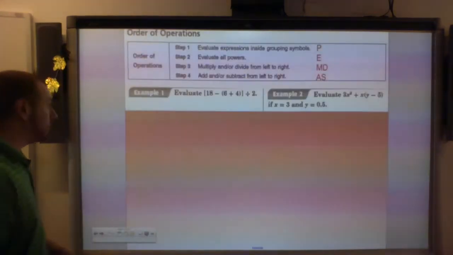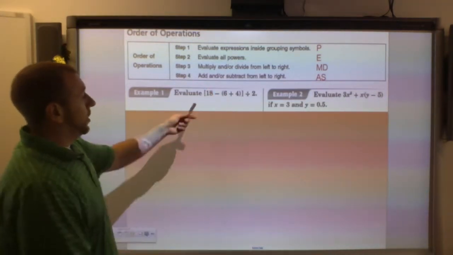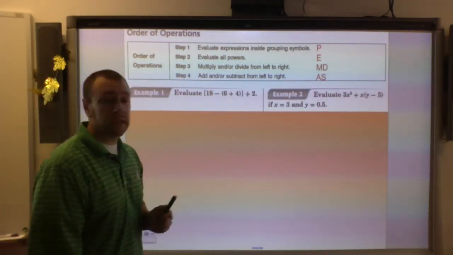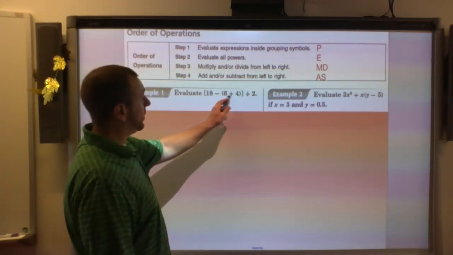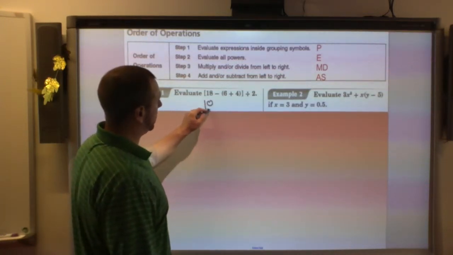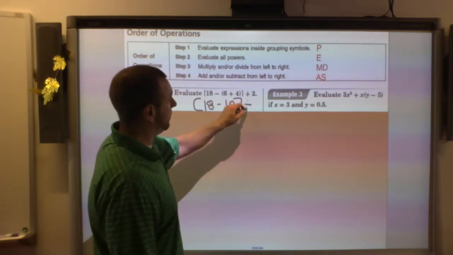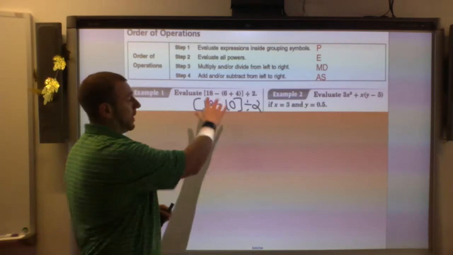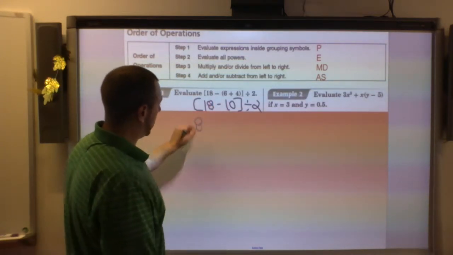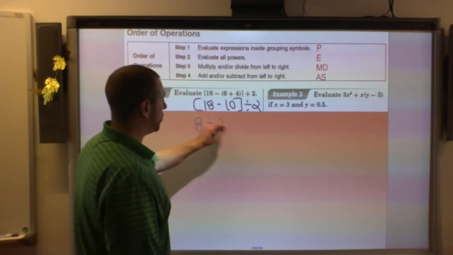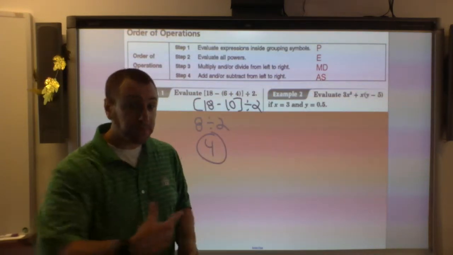So here's a few examples of this. In this case, we would see that there's parentheses, so we would evaluate the inside parentheses first. So 18 minus 10 divided by 2. These brackets stand for parentheses, so we would do 18 minus 10, which is 8, divided by 2, which is 4. There's my grand total for PEMDAS.